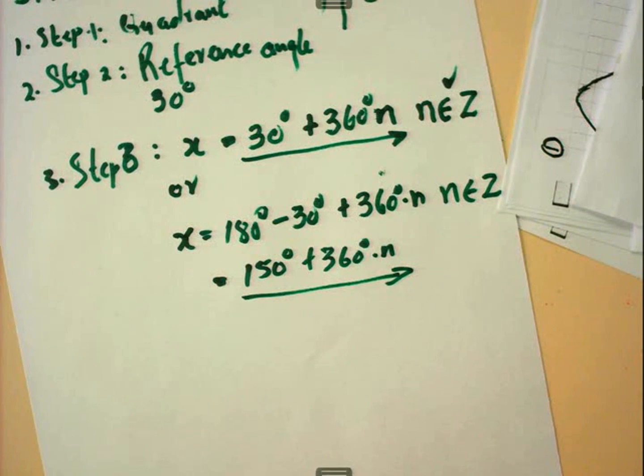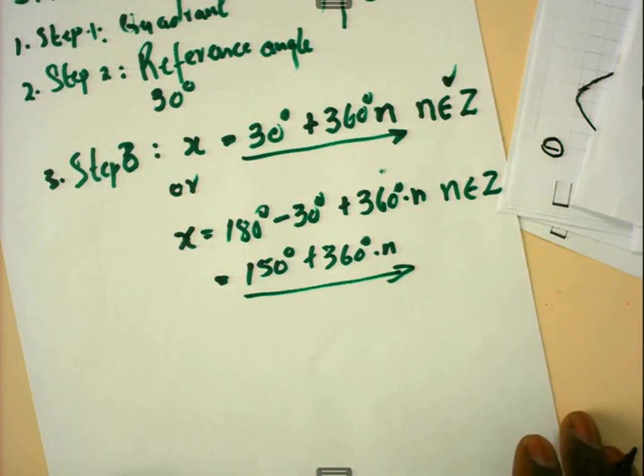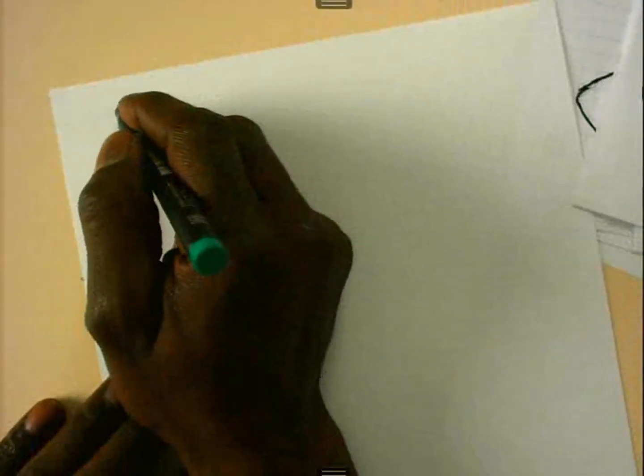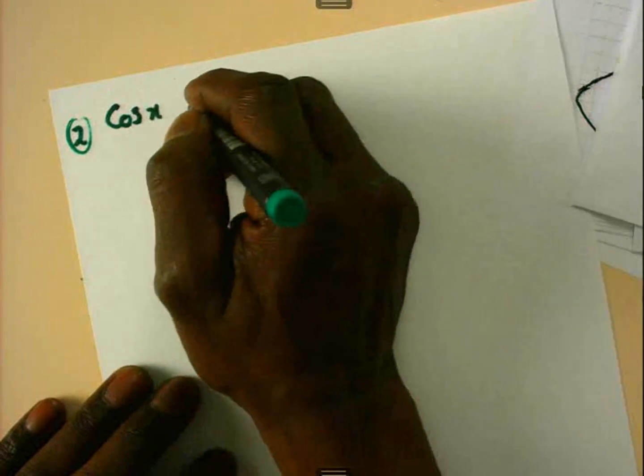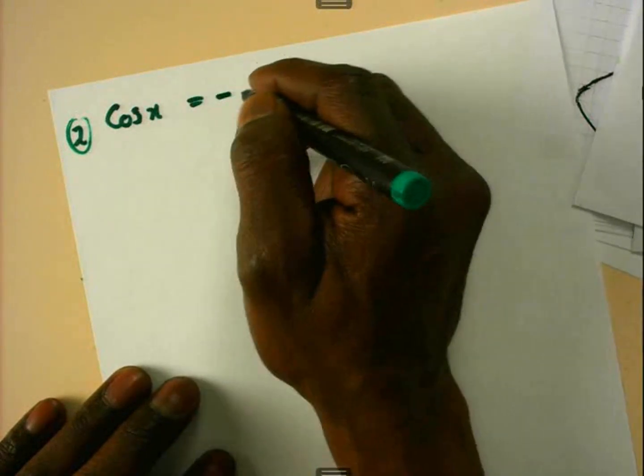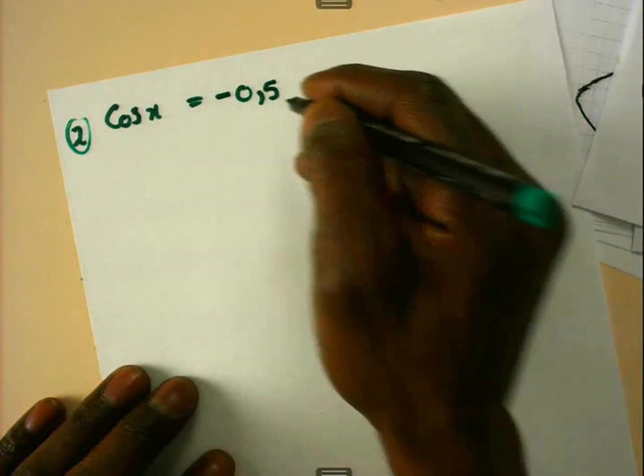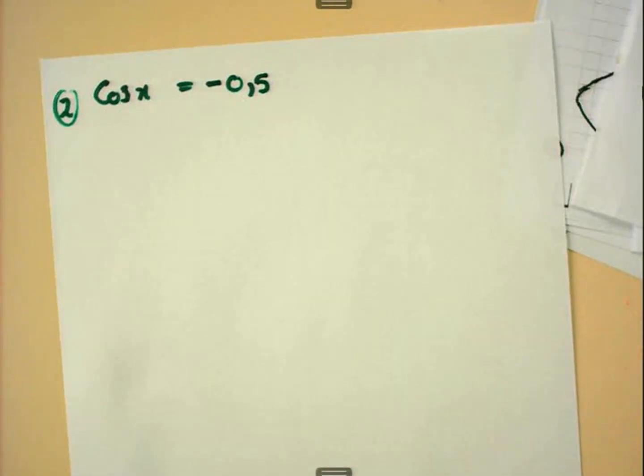I want us to move to the second problem, which will be cosine of x is equal to negative 0,5. Now, how do we deal with this?